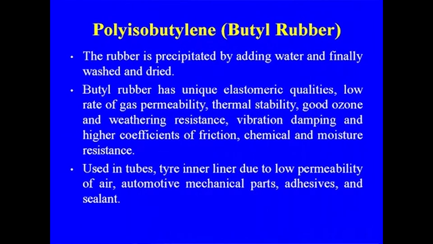Butyl rubber has unique elastomeric qualities: low rate of gas permeability, thermal stability, good ozone and weathering resistance, vibration damping and higher coefficient of friction, chemical and moisture resistance. It is used in tubes, tire liners due to low permeability of air, automotive mechanical parts, adhesives and sealants. So, these are some of the major applications, and one of the very important properties is the low permeability of air.